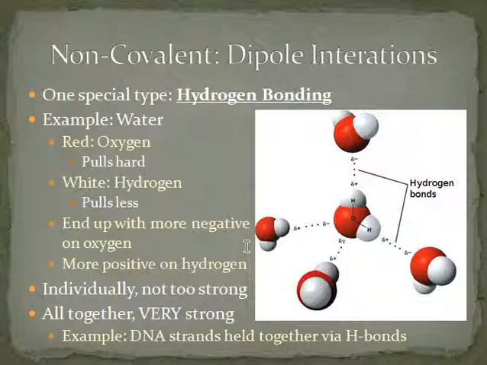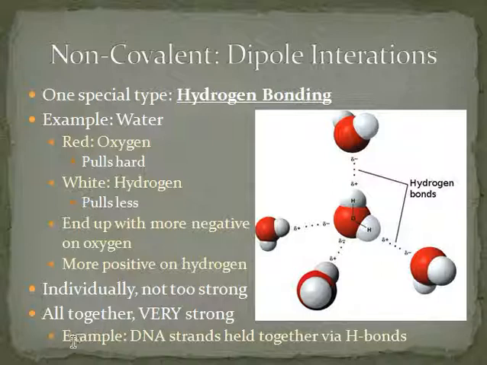Individually, these interactions aren't too strong. Altogether, they can be very strong. But what they're actually doing is the slightly positive on the hydrogen wants to be near the slightly negative on the oxygen. So the water molecules will arrange themselves to face this kind of direction, where each one wants to face the opposite charge. Two oxygens, for example, won't want to face each other because they're both slightly negative.